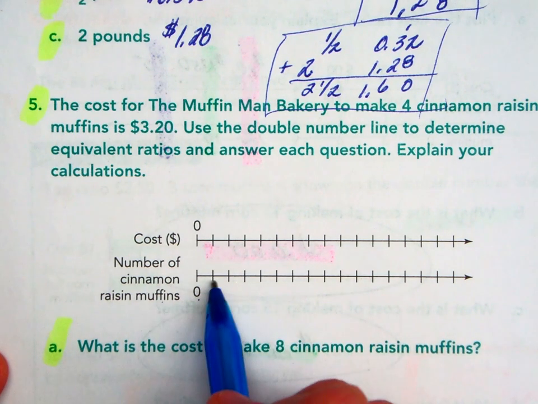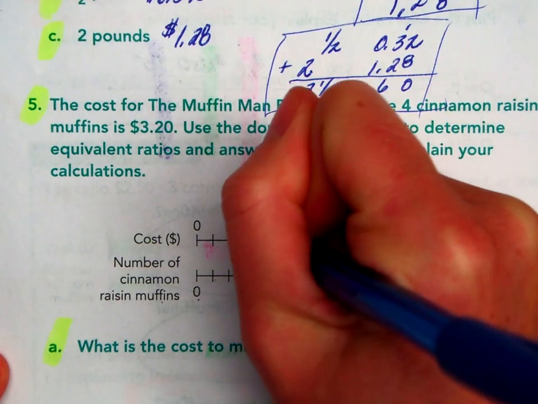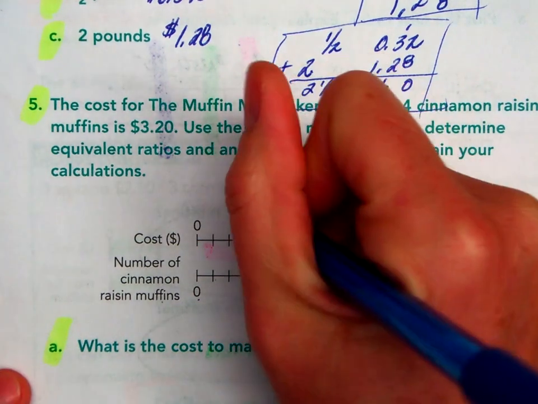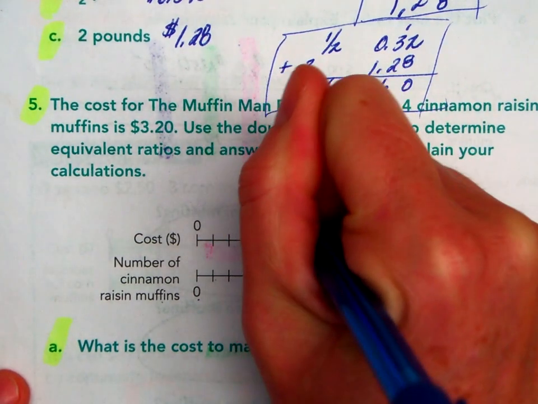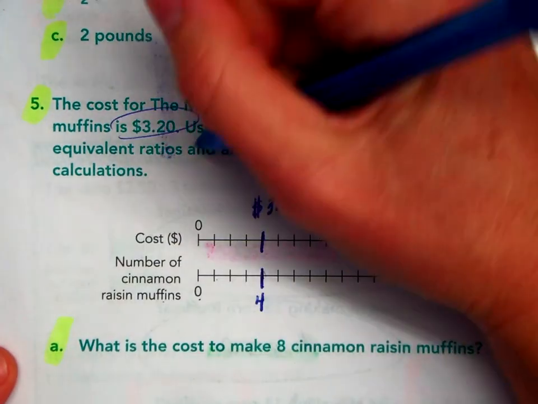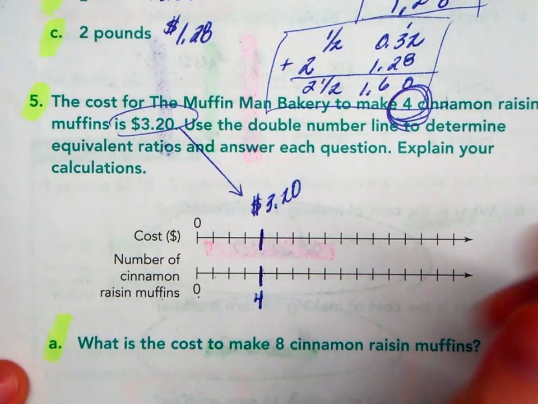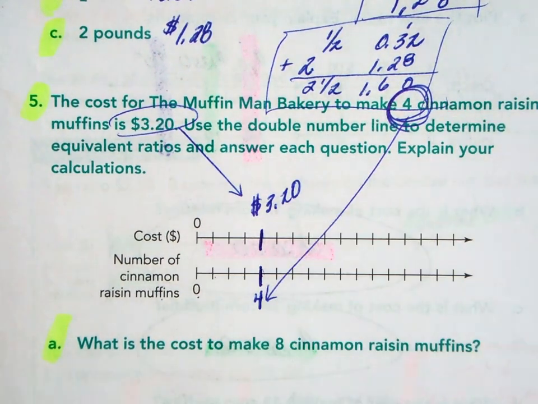Let's see, number of cinnamon muffins. 1, 2, 3, 4. We're going to count that as 4 muffins. And for every 4 muffins, it costs $3.20. I'm pulling that information straight out of the problem. That's where that's coming from.